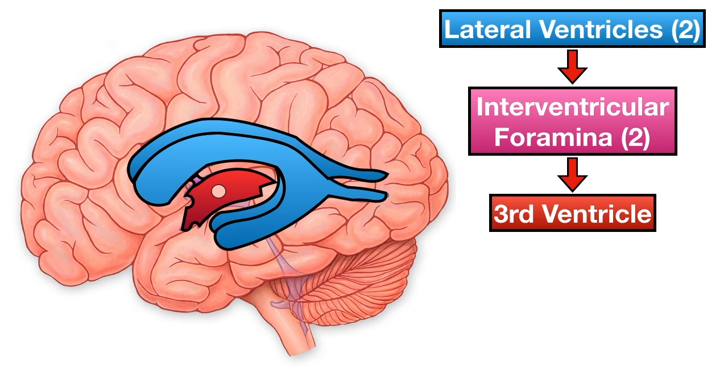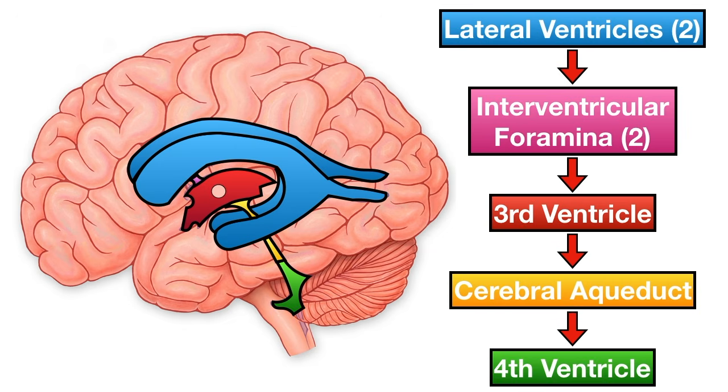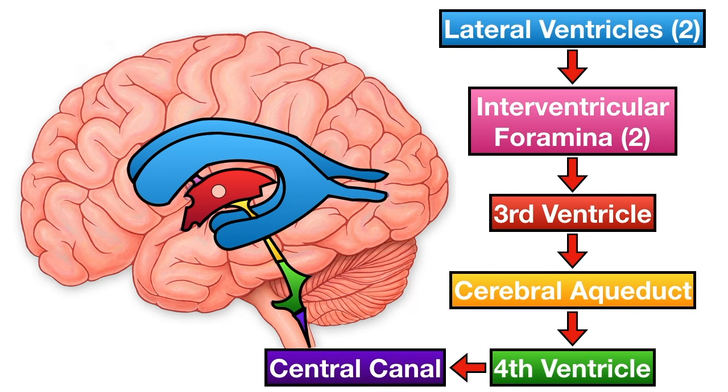ventricle. The 3rd ventricle sits deep within the midline of the brain in the diencephalon, right in between the 2 thalami and hypothalami. Just like we had a passageway that connected the 2 lateral ventricles to the 3rd ventricle, we also have a passageway that connects the 3rd ventricle to the 4th ventricle, and this passageway is known as the cerebral aqueduct. The 4th ventricle is located between the brainstem and cerebellum, and it narrows caudally to form the central canal of the spinal cord.